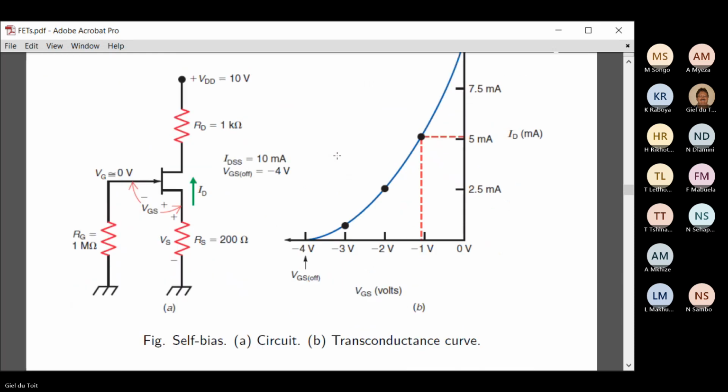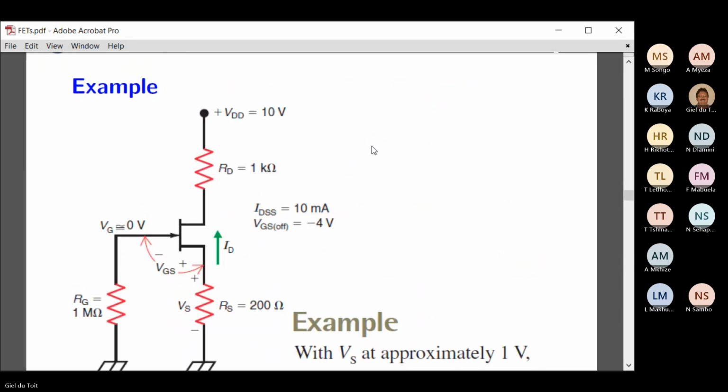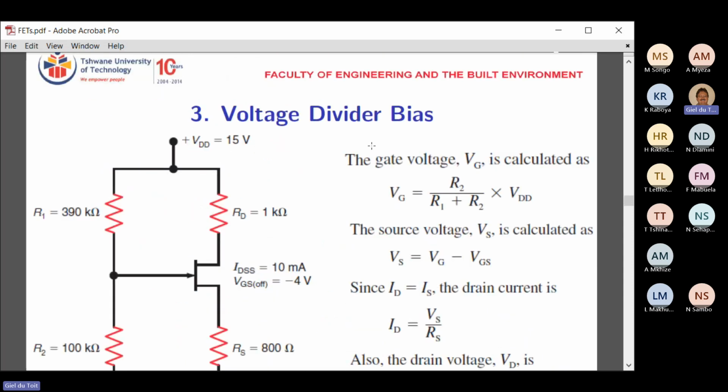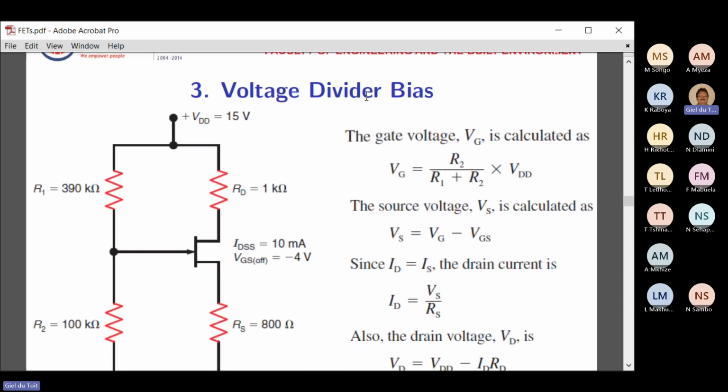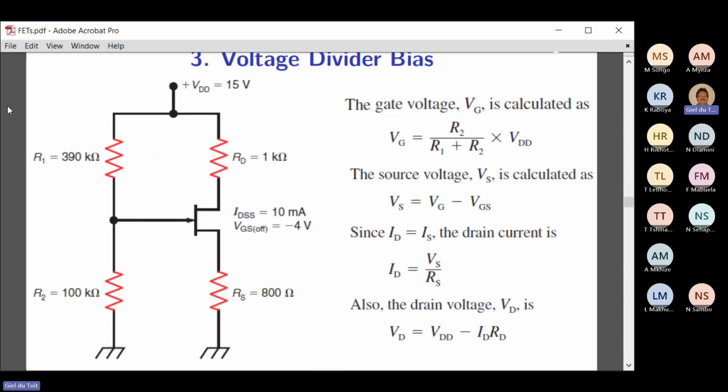And then the next one is also an example. And the next one is the voltage divider bias. In this case, we've got a voltage divider on the gate. It's just like the voltage divider we have for the BJT transistor. And these two resistors will form a voltage divider. It will divide that voltage of 15 volt into these two values. And this formula calculates the voltage on the gate. You use the voltage divider formula, which we have done previously. So now we can calculate the voltage on the gate.